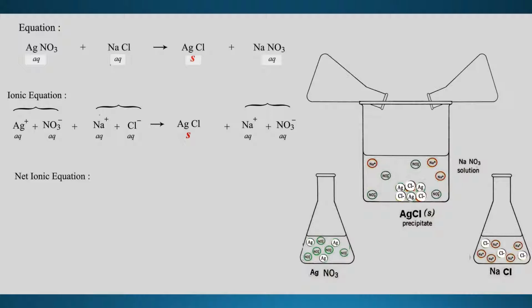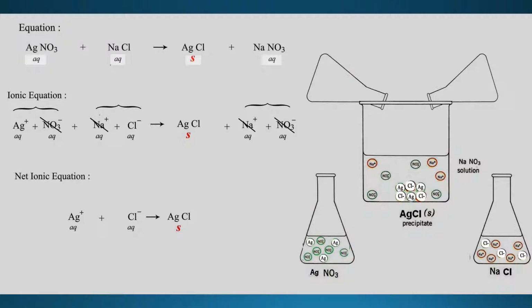We just do tracing. We're tracing where the AgCl comes from. The AgCl comes from Ag and the Cl. Then we cross out the rest. Then we just net it off, and that is the net ionic equation. You just net it off. Ag plus Cl become AgCl precipitate. That's the net ionic equation.